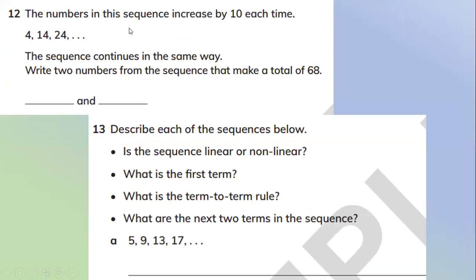Number 12, the numbers in this sequence increase by 10 each time. Increase by 10 each time is add 10 each time. 4, 14, 24. The sequence continues in the same way. Write two numbers from the sequence that make a total of 68. Total of 68. Here is 24. So let's check by subtracting 24 from 68.